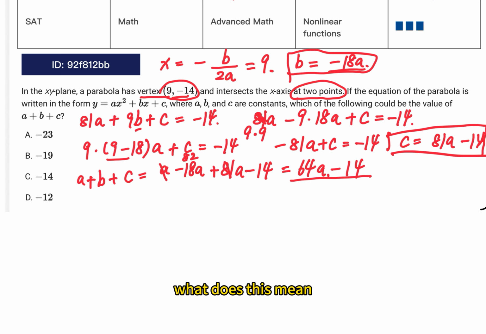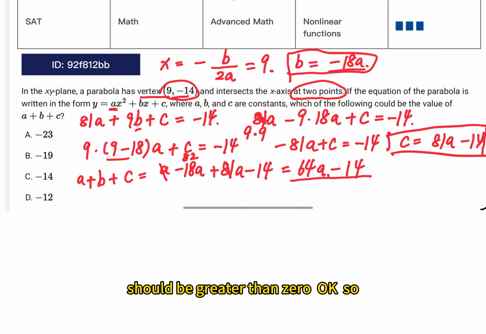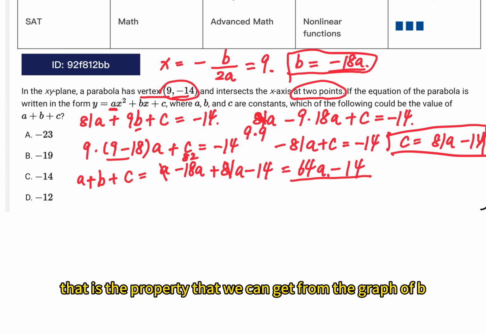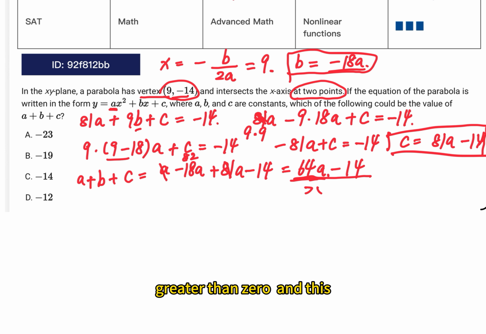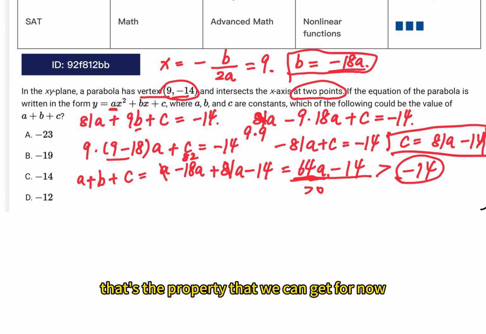If that's the case, what does this mean? This means that the a here should be greater than 0. That is the property that we can get from the graph. If that's the case, this 64a should be greater than 0, and this 64a - 14 should be greater than -14. That is the property that we can get for now.